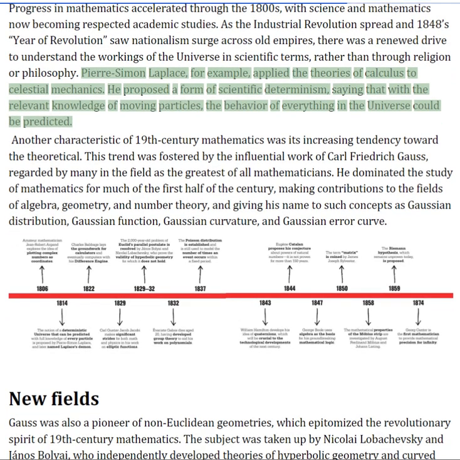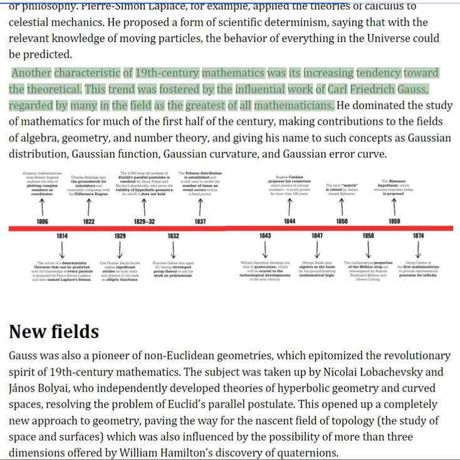Pierre-Simon Laplace, for example, applied the theories of calculus to celestial mechanics. He proposed a form of scientific determinism, saying that with the relevant knowledge of moving particles, the behavior of everything in the universe could be predicted. Another characteristic of 19th-century mathematics was its increasing tendency toward the theoretical.